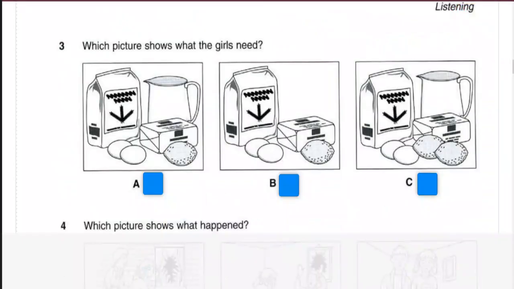3. Which picture shows what the girls need?